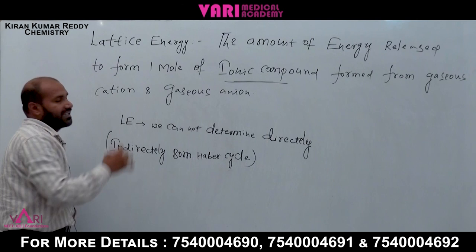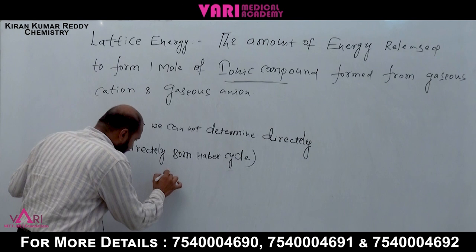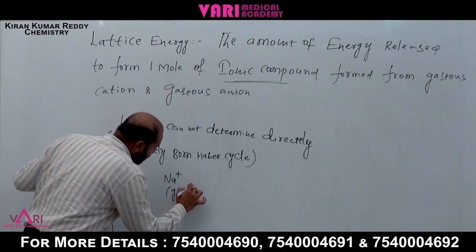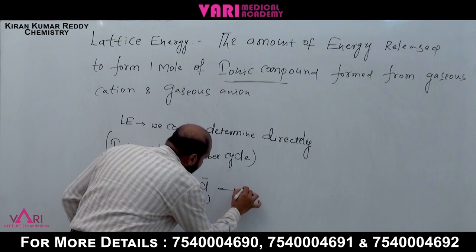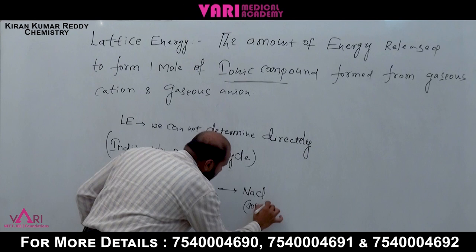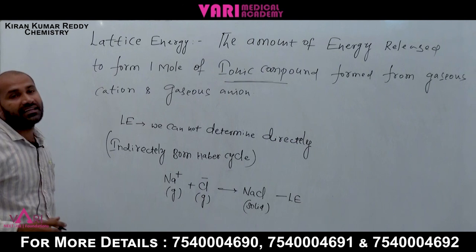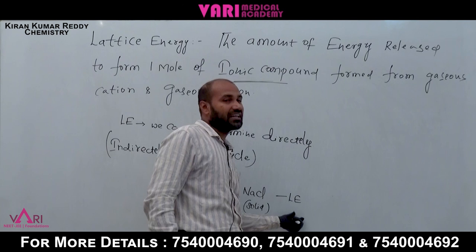Now, we can write Na+, which is the gaseous cation. Next one is Cl-, which is also gaseous. The gaseous anion and gaseous cation combine to form solid NaCl. Here the energy released is the lattice energy. Lattice energy is negative because this is formation, so energy is released, not absorbed.